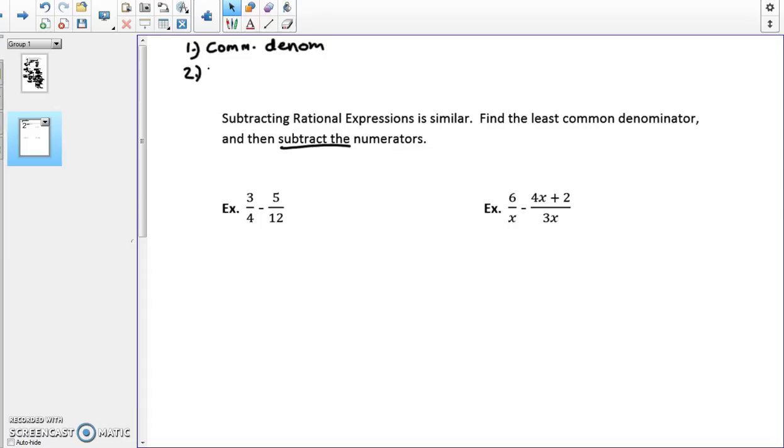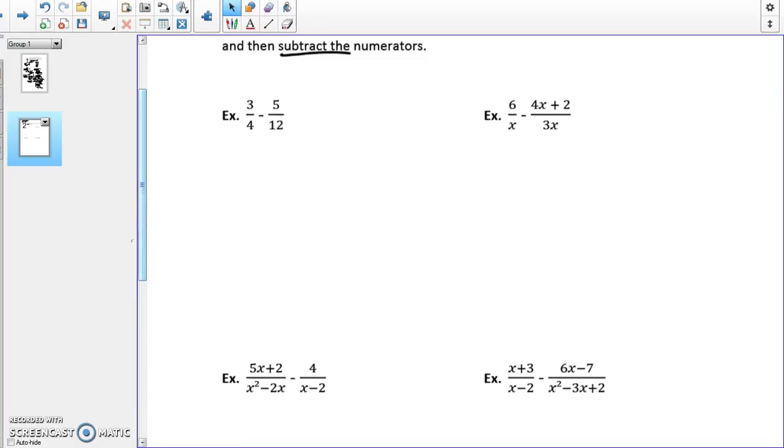Number two, figure out which side you have to adjust. Is it the left or the right that I'm going to have to fix? And then number three, how do I fix it? How do I adjust it? Usually that means multiplying to get them to match up. So, quick example here of numbers, right? 3/4 minus 5/12. What's the common denominator we want?